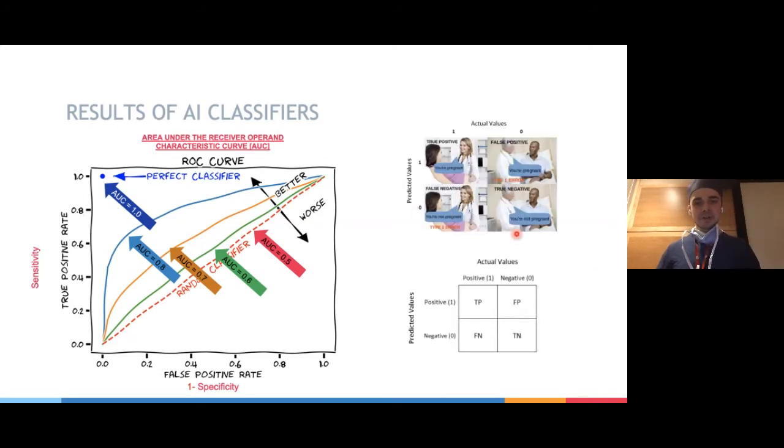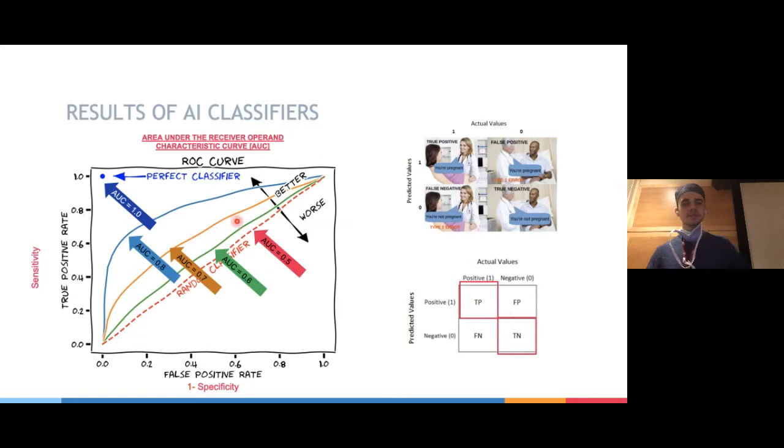And then I also want to show you on the right a confusion matrix. A confusion matrix is essentially a 2x2 grid that plots the true positives, false positives, false negatives, and true negatives. You can use that as well to determine the sensitivity and specificity at that specific cutoff. And you want the AI algorithm to only output true positives and true negatives and have a minimal error rate. So this is how you present results.